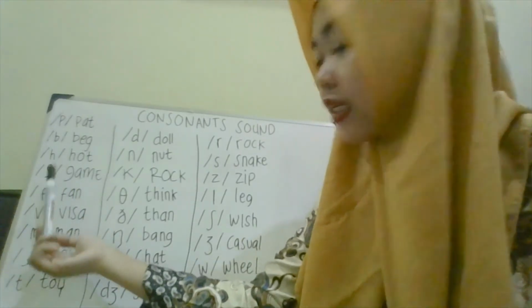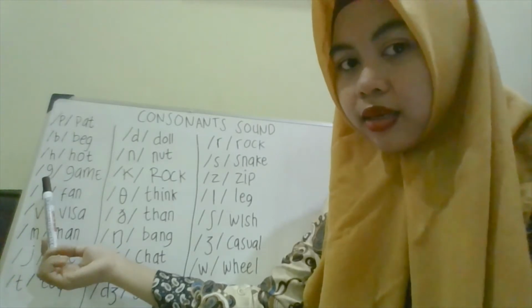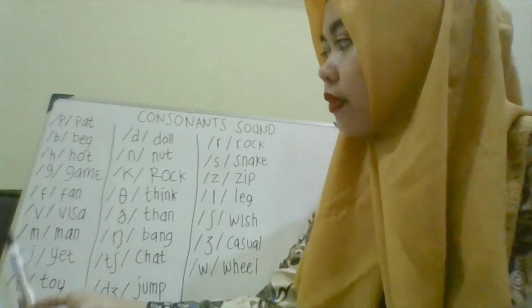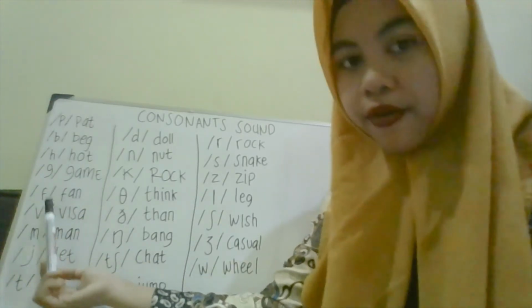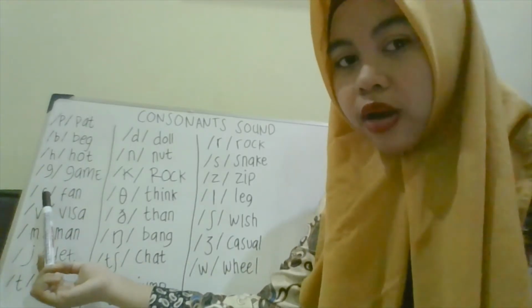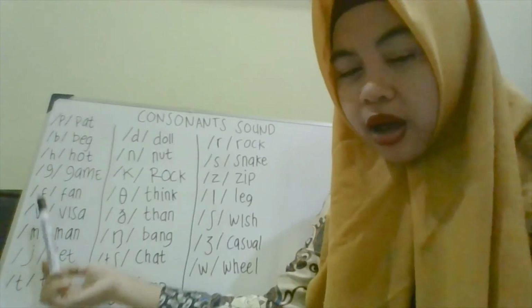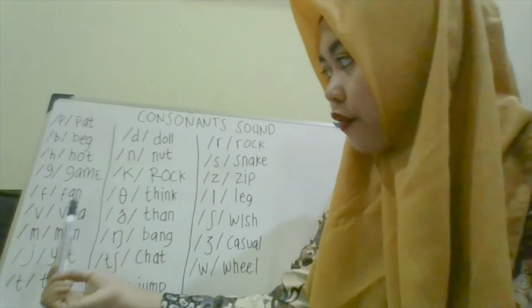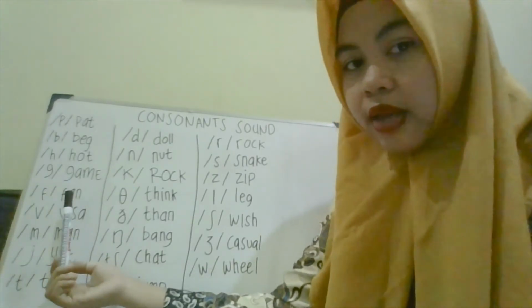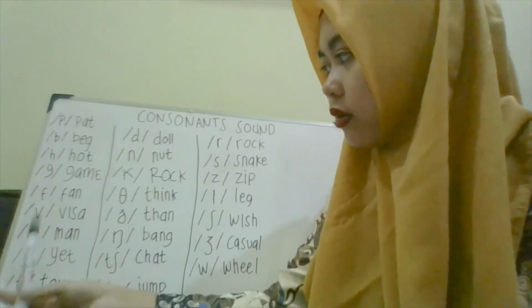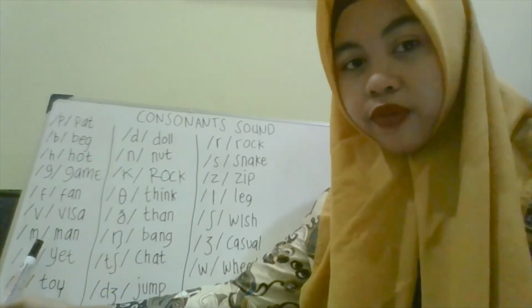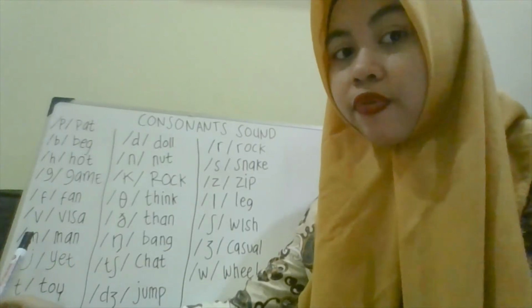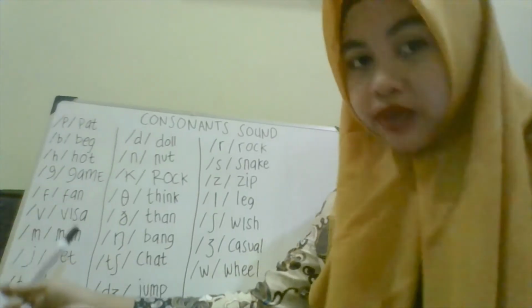The word is game. There is F, which is pronounced in consonant as F. Fan. Okay, and there is V. How to pronounce its consonant is V. Visa.